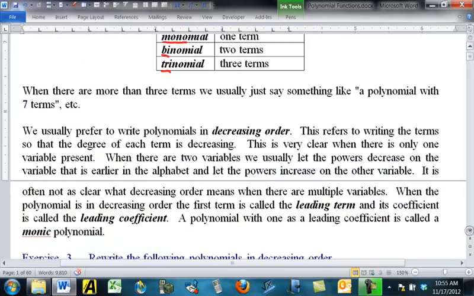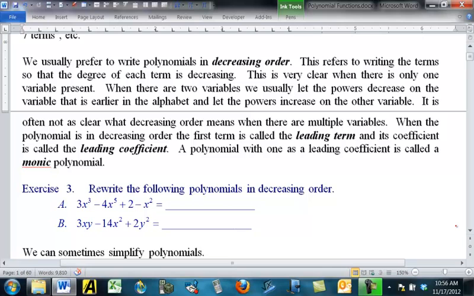We usually prefer to write polynomials in decreasing order, not always, but often. And this refers to writing the terms so that the degree of each term is decreasing. This is especially so when there's only one variable. So like on A here, we would write this in decreasing order as -4x to the 5th plus 3x cubed minus x squared plus 2. When you have 2 variables like an x and y, we usually let whichever one comes first alphabetically decrease in power and let the other one increase. So all of these have degree 2 terms, but we would call this decreasing order: -14x squared plus 3xy plus 2y squared.